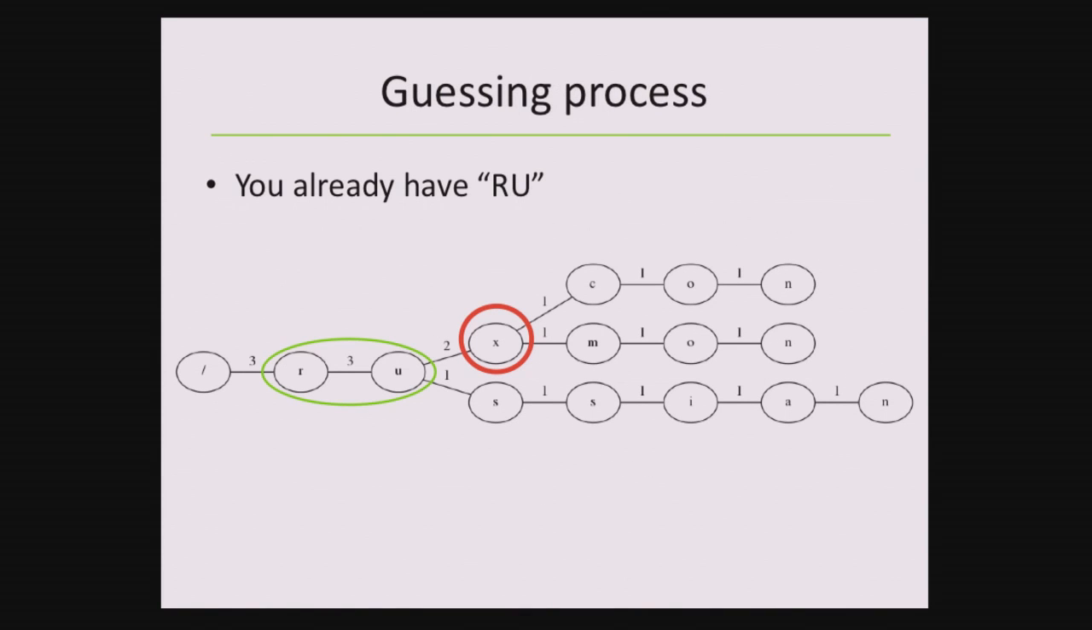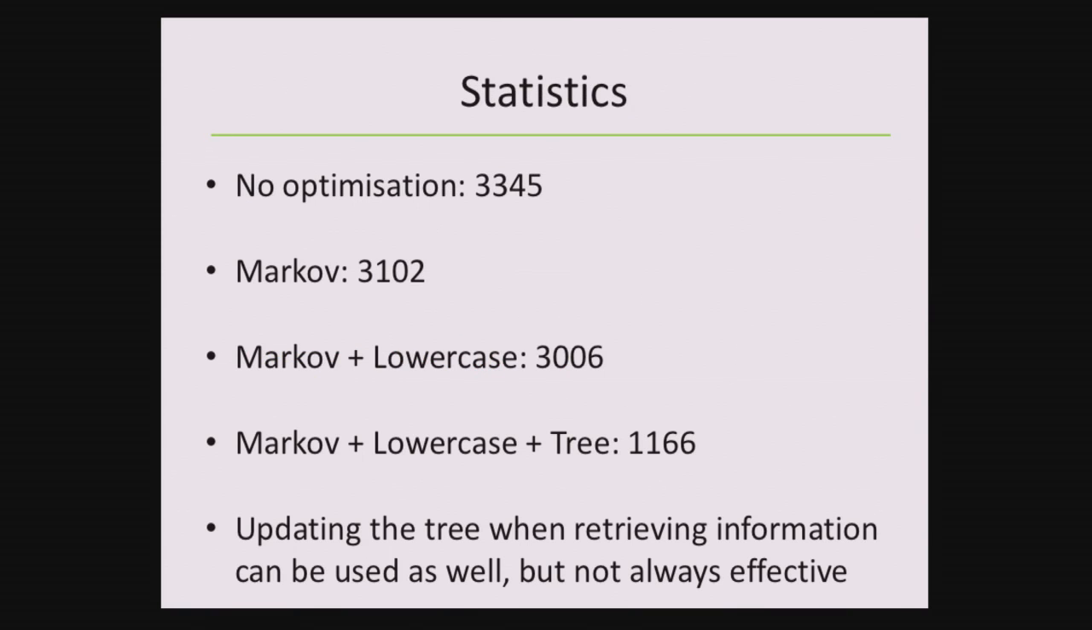So for example, I just retrieved RU from the first request, and now I will try to guess what the next letter is likely to be. And bang, it's X, because during my learning process, when I trained my tree, I told it that when you got RU, the most likely next letter is X, and that works really well.